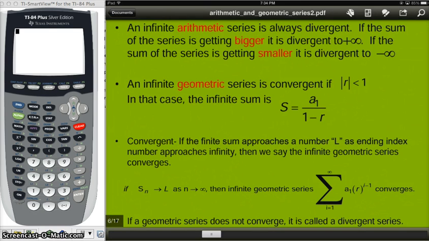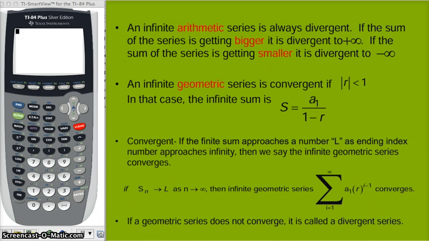Okay, so here's just some information. An infinite arithmetic series always diverges. So remember, if it's an arithmetic sequence, it always diverges. If the numbers keep getting bigger, it's going to diverge to positive infinity. If the numbers get smaller, it diverges to negative infinity. Therefore, the arithmetic series has to also diverge.